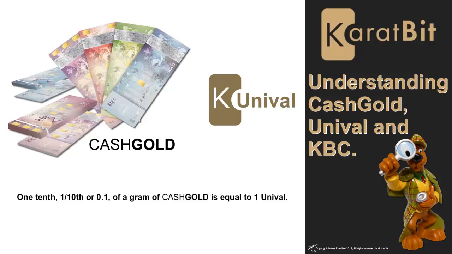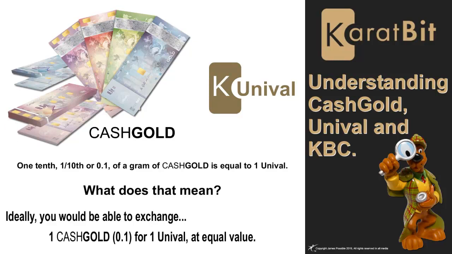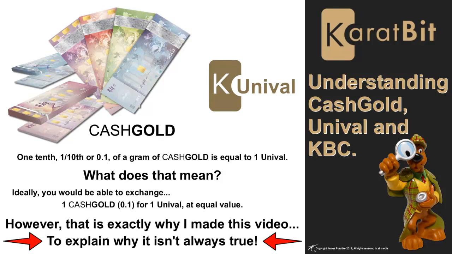1 Unival is 1/10 of a gram. So if we have a 1/10 of a gram of Cashgold, then it's going to be equal to 1 Unival, and vice versa, right? That's the design in this ecosystem. But what does that mean? Ideally, those two would have an equal value because they are supposed to represent the same thing. That's why it was created. However, and this is why I made this video, this has not been true, I think, since the beginning, since the opening of the Karatbit exchange.